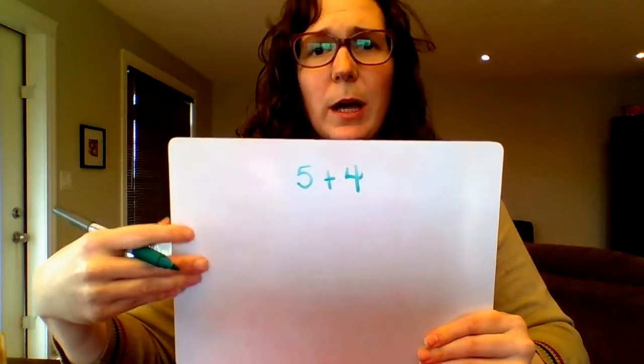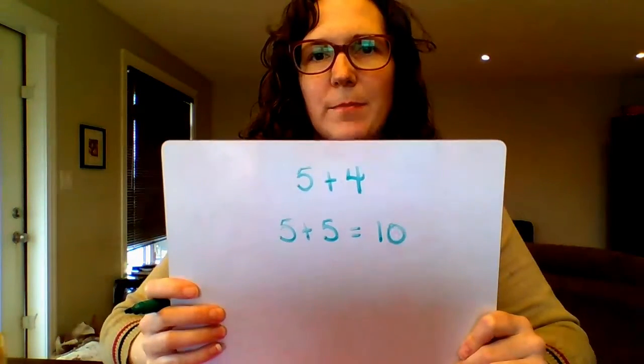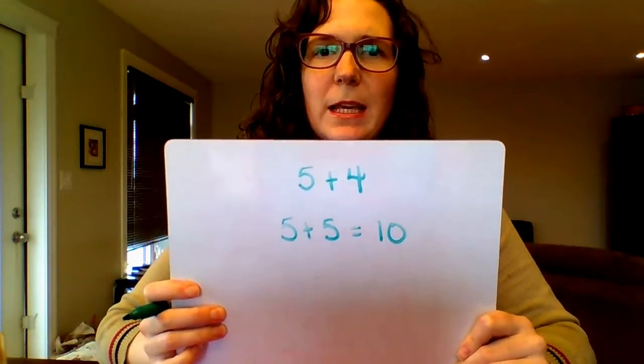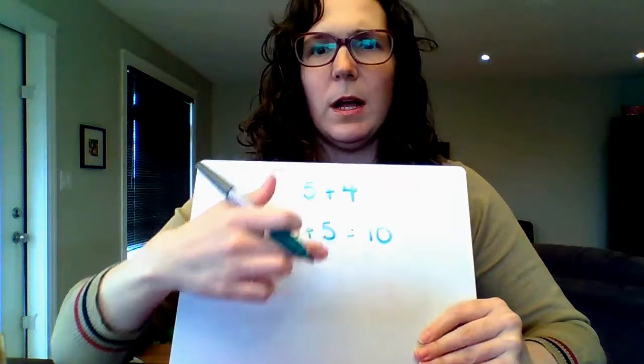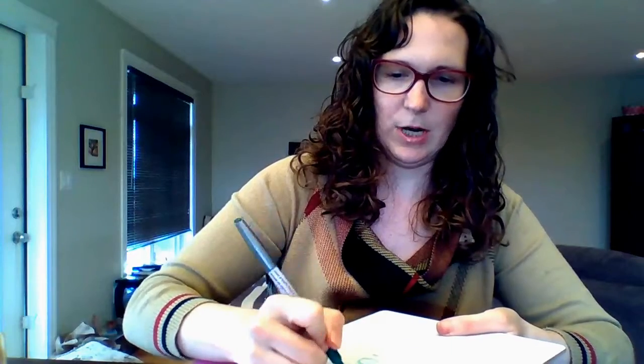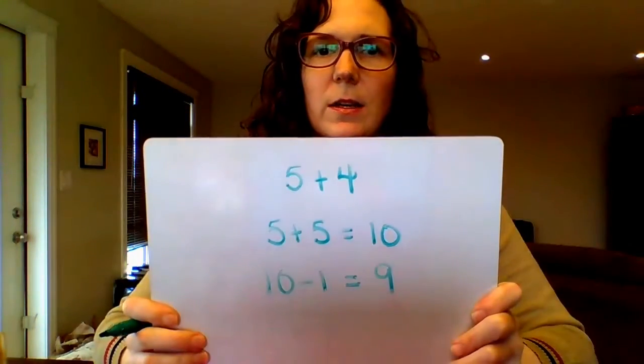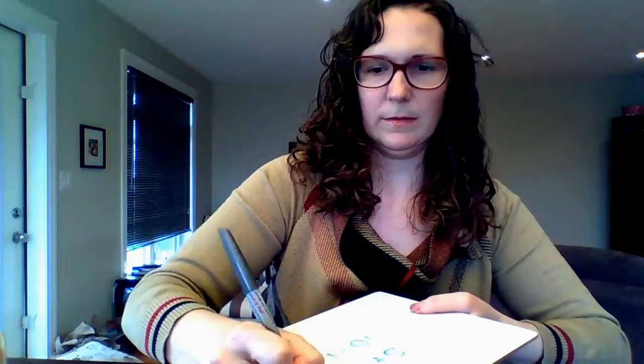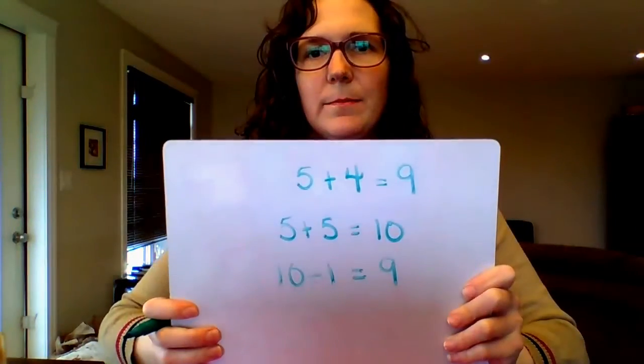And a student might say, well, I started with 5 plus 5 because that's very close to 5 plus 4. And I knew 5 plus 5 was 10. But I knew that was 1 too many because we were supposed to have 4 and not 5. So I took 1 bead out. So 10 beads subtract 1 bead equals 9. So I know 5 plus 4 equals 9.